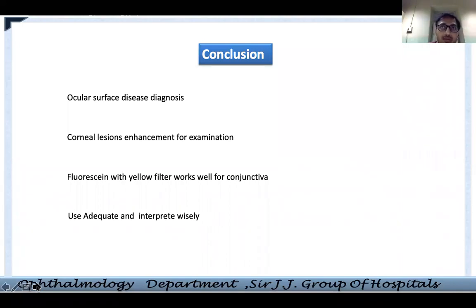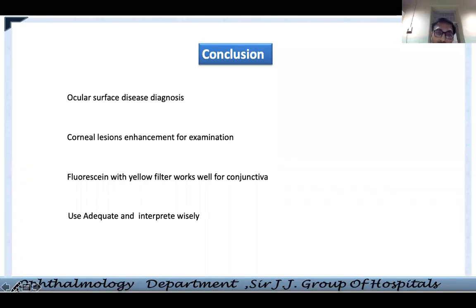So though you don't do it as a routine examination, whenever a patient is giving you complaints which you are not able to understand, or pain that is not explained on the simple slit lamp examination without any clinical signs, it is better that in such cases you always stain. Corneal lesion enhancement is the role of your corneal stain.